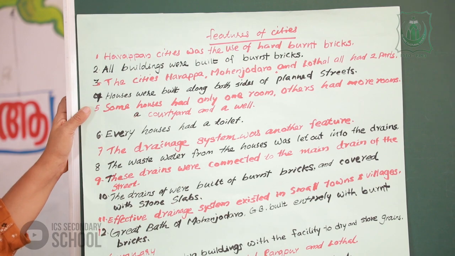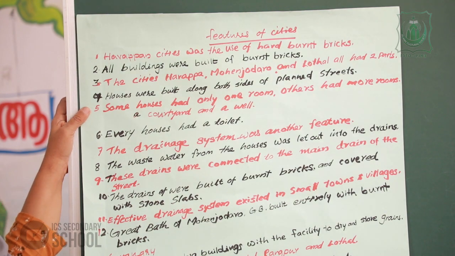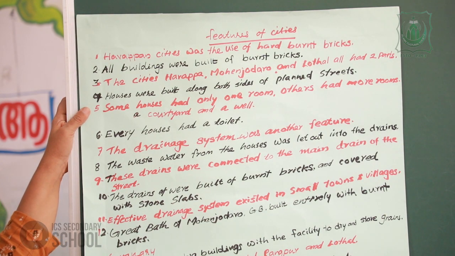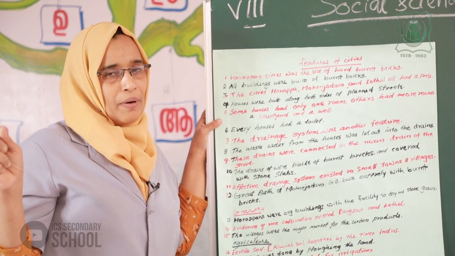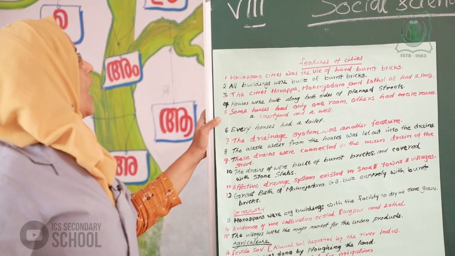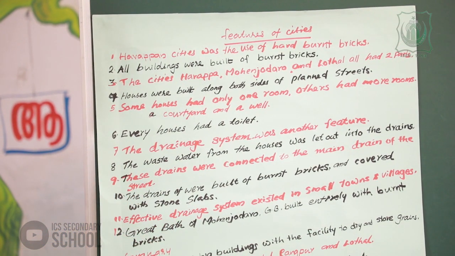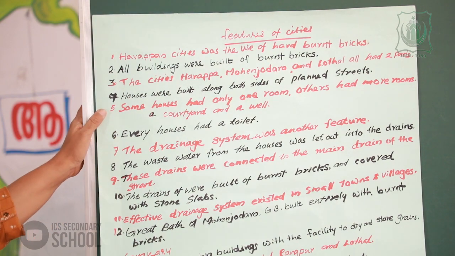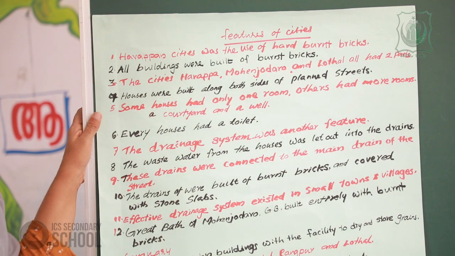The cities of Harappa, Mohenjo-daro and Lothal had two parts. The first part, the west side, was used for administration. The east side was used by common people. Then the fourth point, houses were built along both sides of planned streets. Some houses had only one room and others had more rooms.